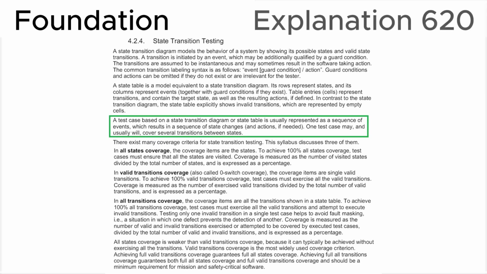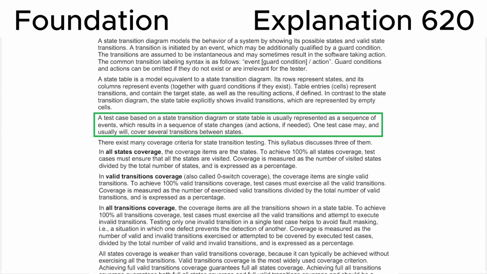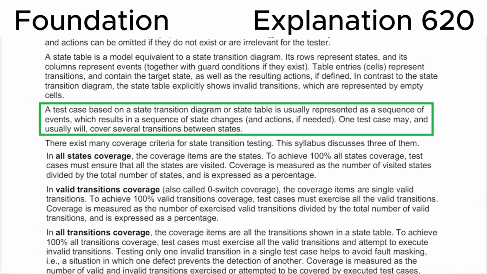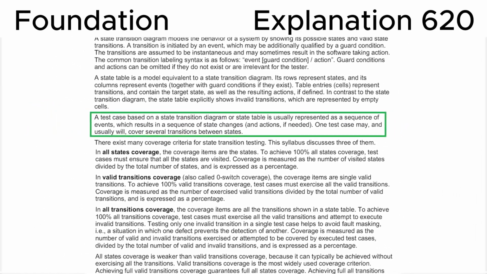Explanation. Finally, let's look at section 4.2.4 State Transition Testing in the ISTQB Syllabus, where we can see that a test case based on a state diagram or state table is usually represented as a sequence of events which results in a sequence of state changes and actions if needed. One test case may and usually will cover several transitions between states. I suggest you figure out this section on your own.